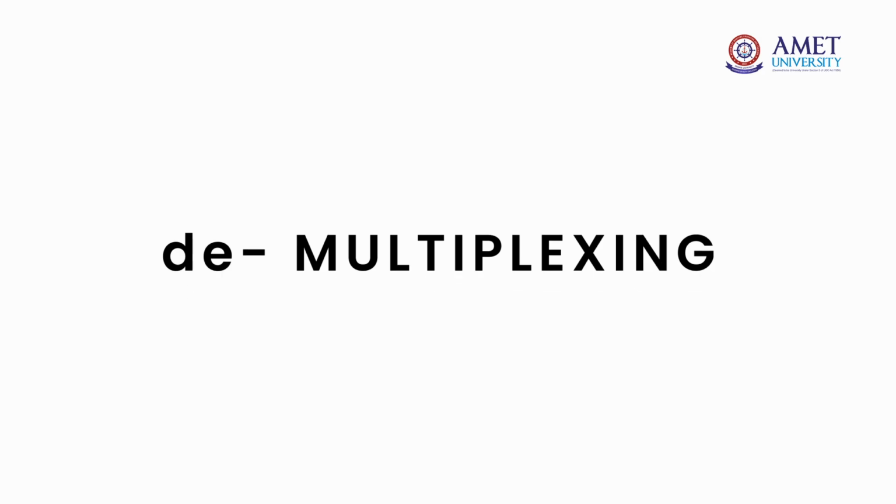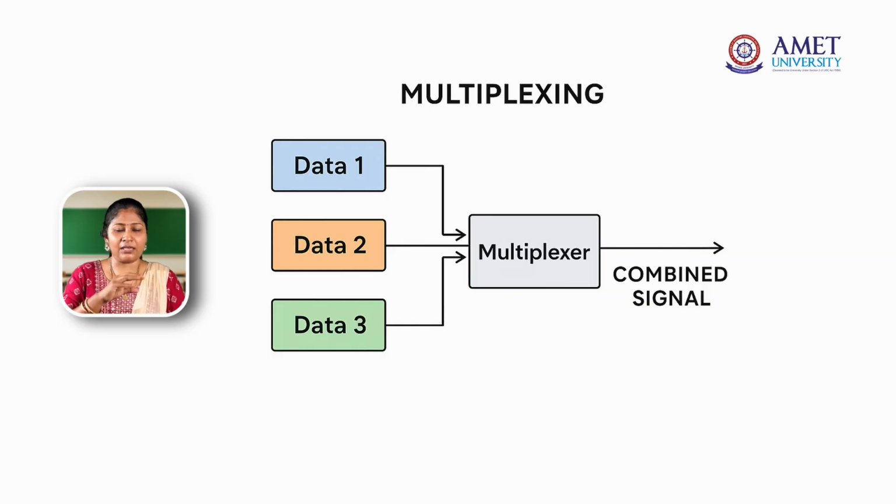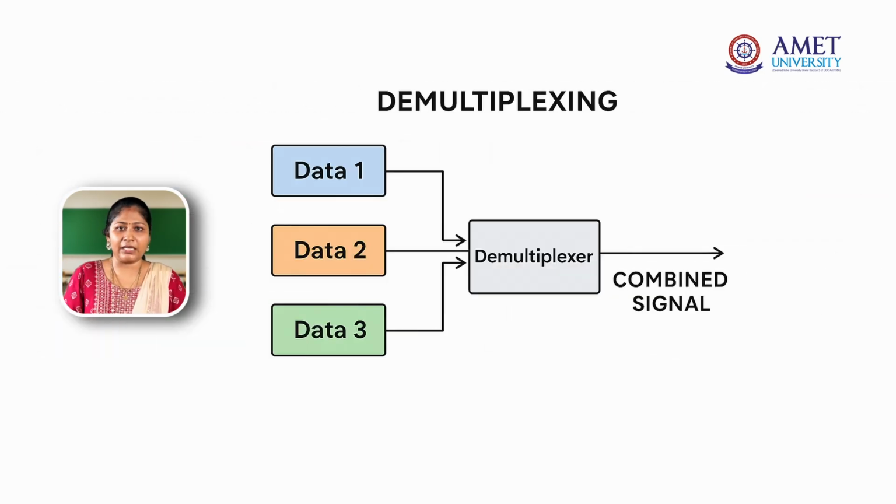Next one is demultiplexing. The reverse process of multiplexing is called demultiplexing. In multiplexing, we are combining all the modulated waves in a single channel, whereas in demultiplexing, there will be a receiving end. It receives all the modulated signals and then it will demodulate. It is divided into multiple modulated signals, and there will be a demodulator, and then the original baseband signal will be sent to the receiver. So this is how the demultiplexing process works.